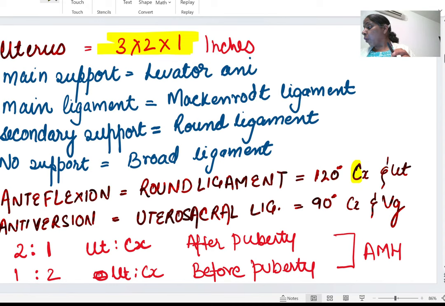Very good. Now, what is the main support of the uterus? Dr. Preeti, you should also reply. Let us discuss the support of the uterus. Then we will not discuss it in urogyne. What is the main support of the uterus? Come on, everybody.